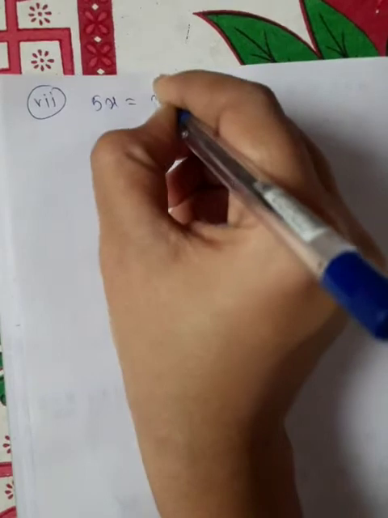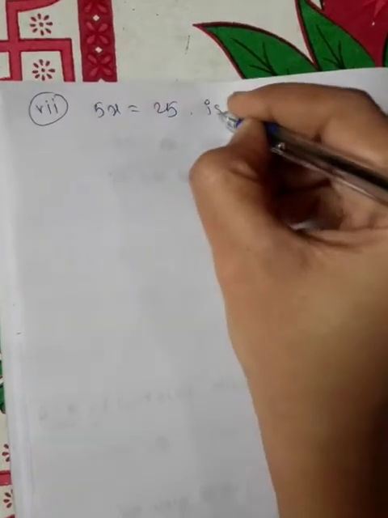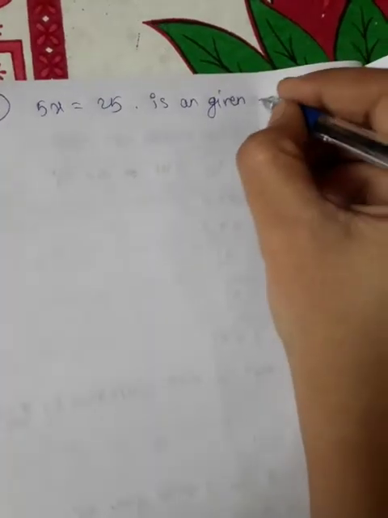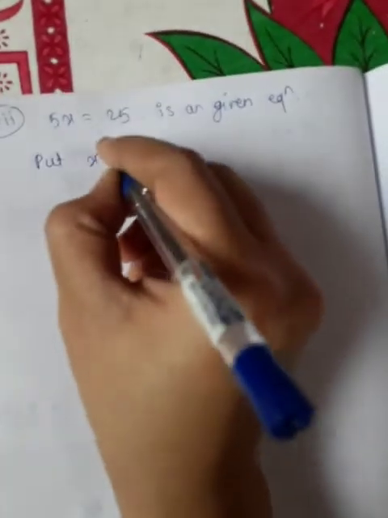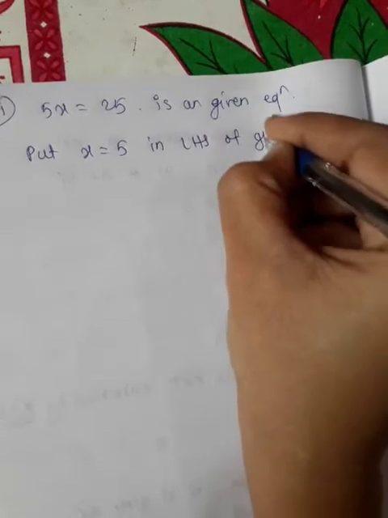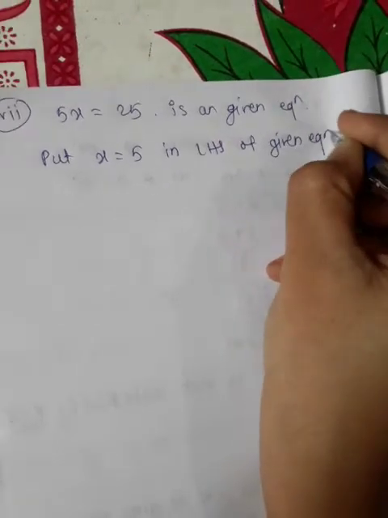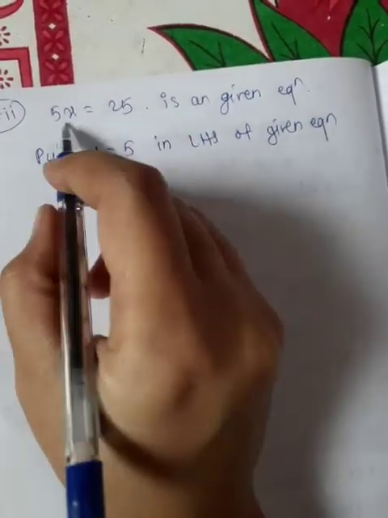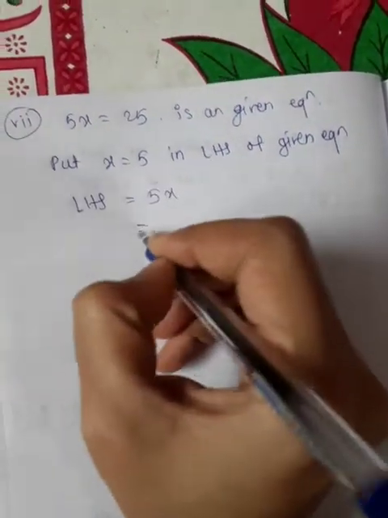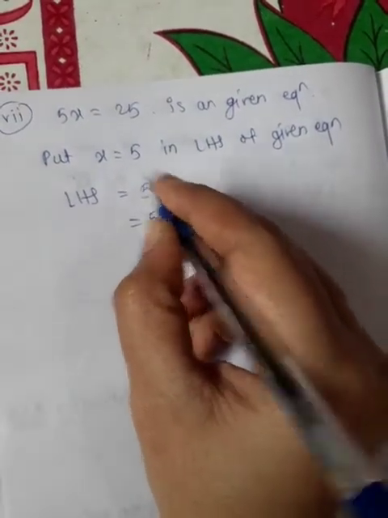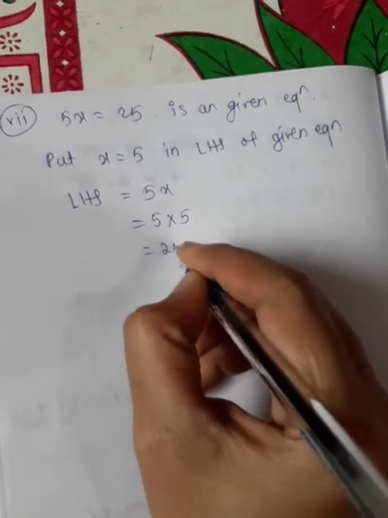5x is equal to 25 is the given equation, and we have to check whether x is equal to 5 satisfies the given equation or not. So put x is equal to 5 in the LHS of the given equation. So first of all, what is the LHS? LHS is 5x, and if we put the value of x in LHS, that is 5 into 5, that is equal to 25.